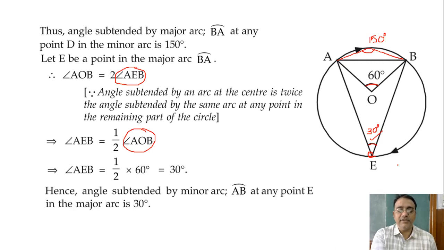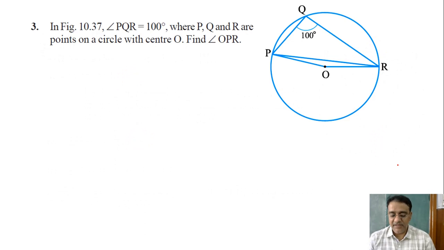Okay, so now we are moving towards question number 3. In figure 10.37, angle PQR is 100 degree, where P, Q, R are points on the circle with center O. We have to find angle OPR. This angle we have to find. So now Q is a point on the minor arc PQR. This one is the major arc and this one is the minor arc.